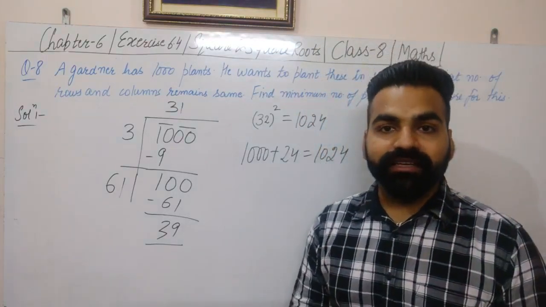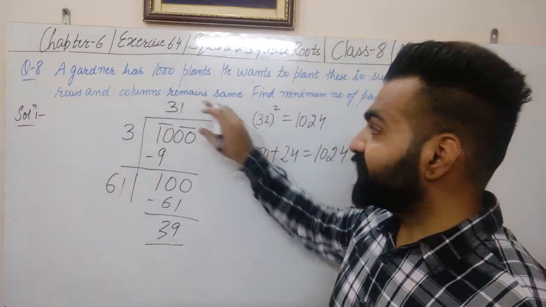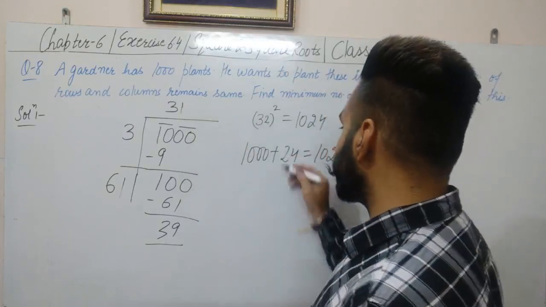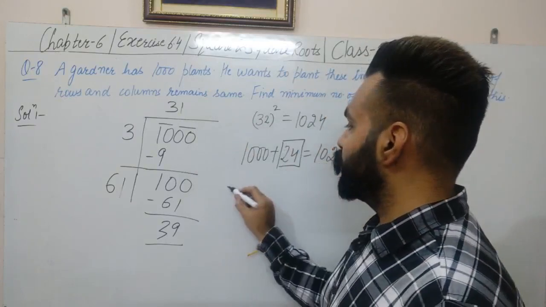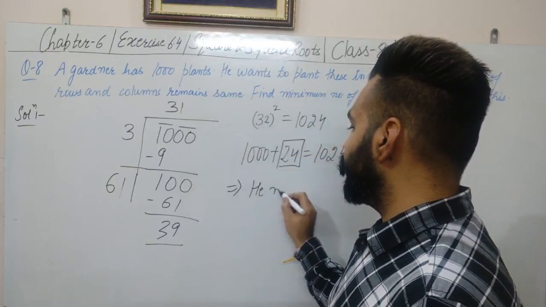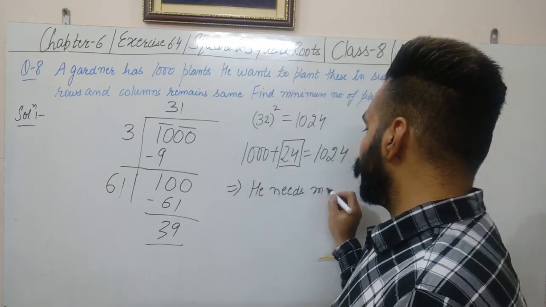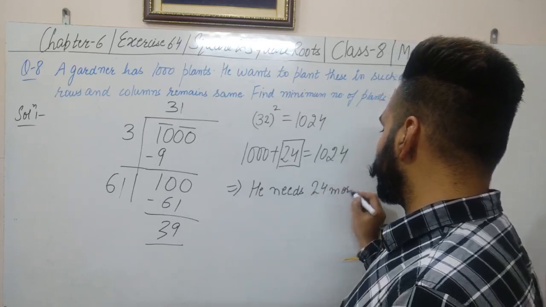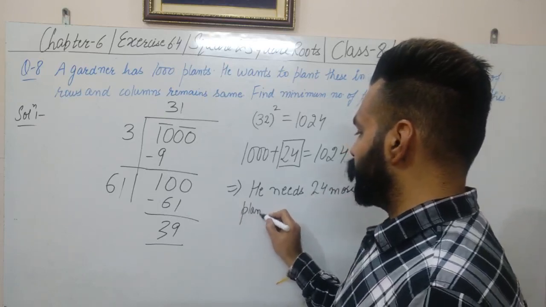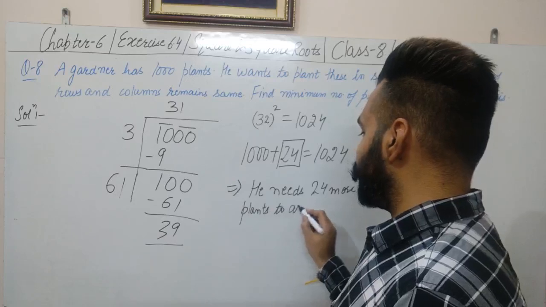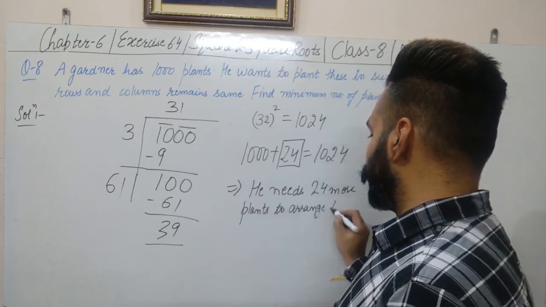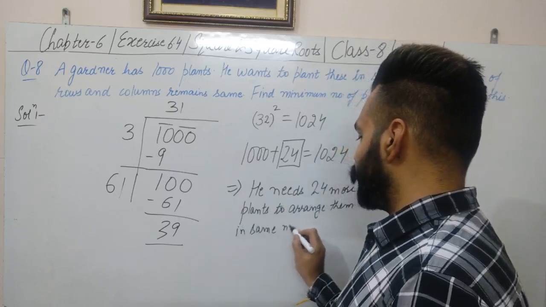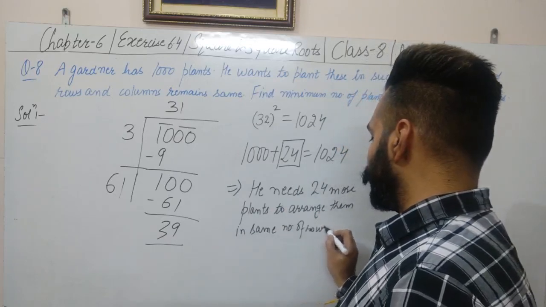So how many plants does he need more to arrange them in the same number of rows and columns? So this is the number here, that is 24. So therefore he needs 24 more plants to arrange them in the same number of rows and columns.